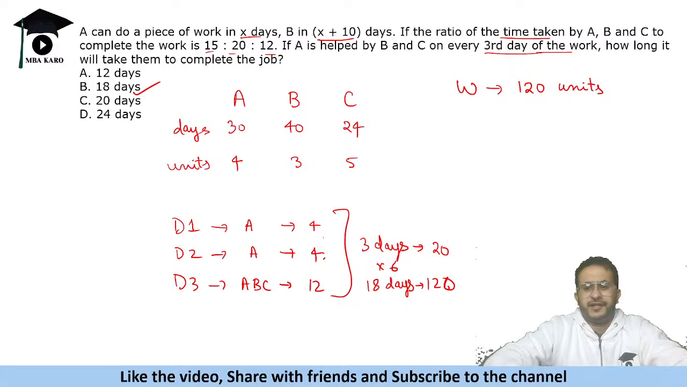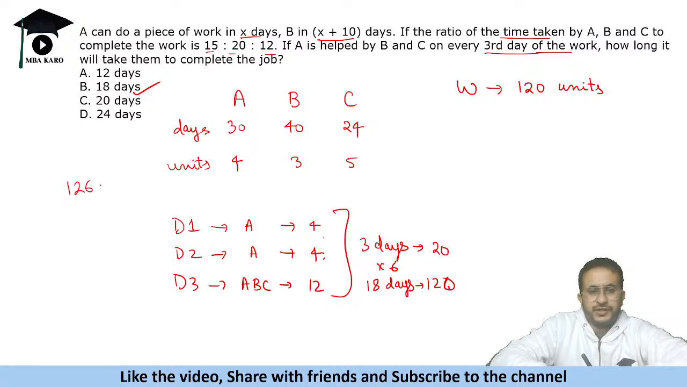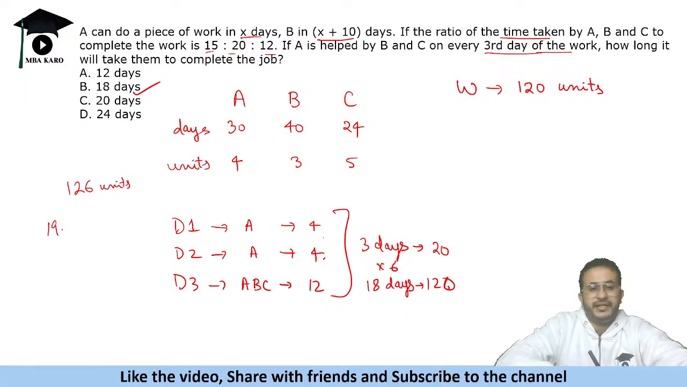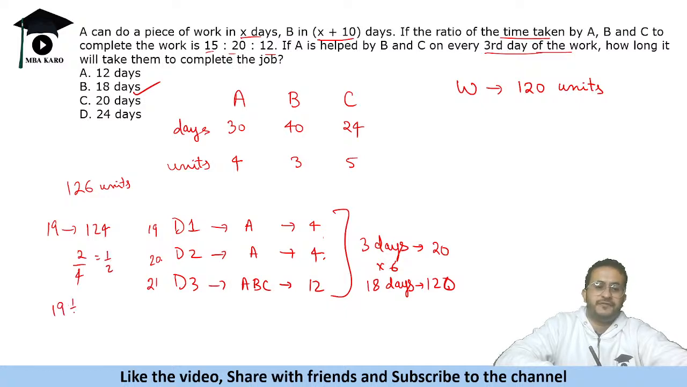Now suppose the work was not 120 units. Just suppose that the work is, let us say, 126 units, right? So in that case, what we do is we find the complete cycles. So like 20 units per cycle. In 18 days 120 is done, 19 days 124 will be done, and the 20th day, A is working alone, 4 units. So 2 by 4, that is half day will be needed. So 19 and a half days.